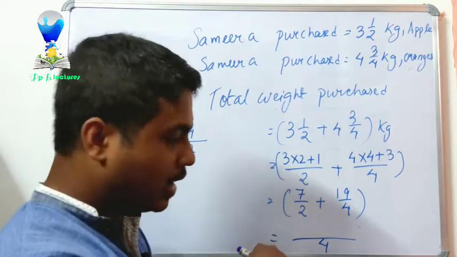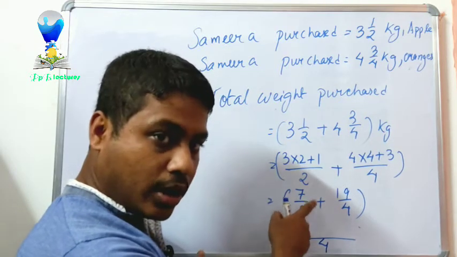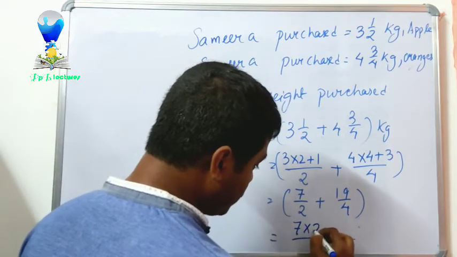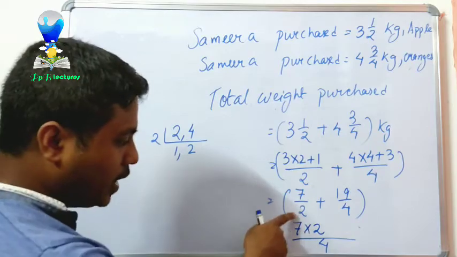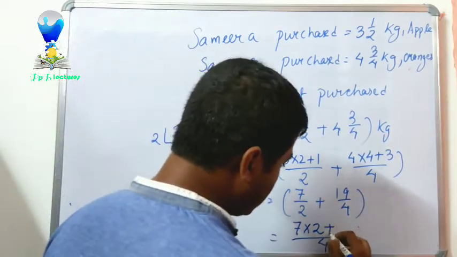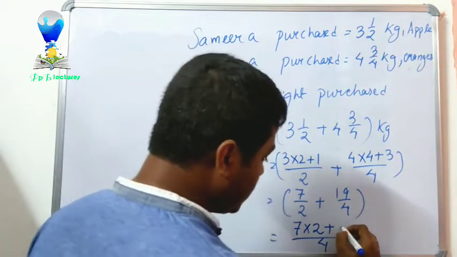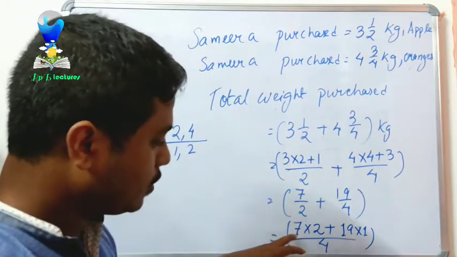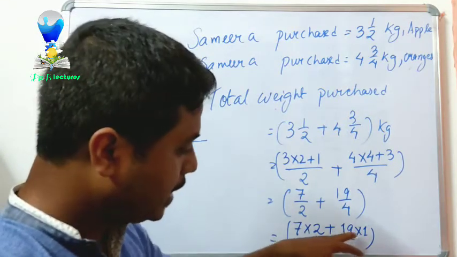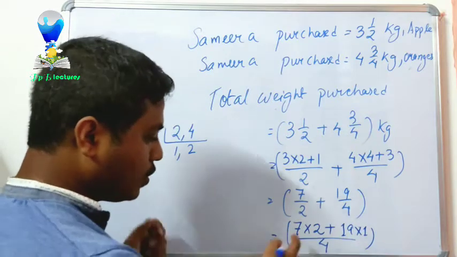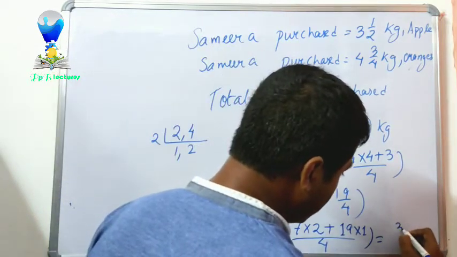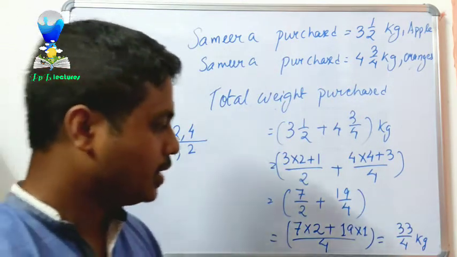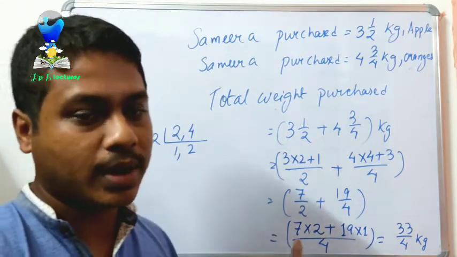If you multiply 2 here, that 2 should also be multiplied above. That means it should be 7 into 2. Then 2 2s are 4, it is already there. Plus the 4 is already there, so no need to multiply. That means it will be 19 into 1. Clear? So 7 2s are 14, 19 1s are 19, divided by 4. So 14 plus 19 will be 33 by 4 kg. This much weight she has bought from the market.